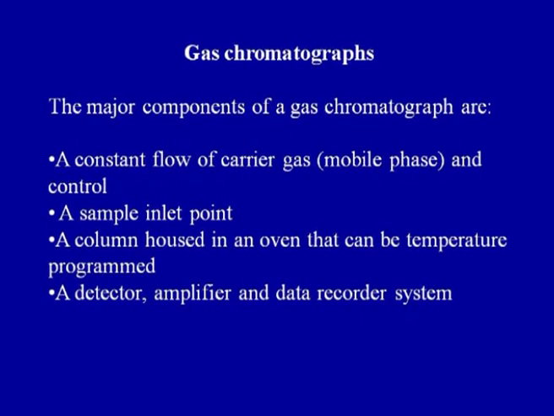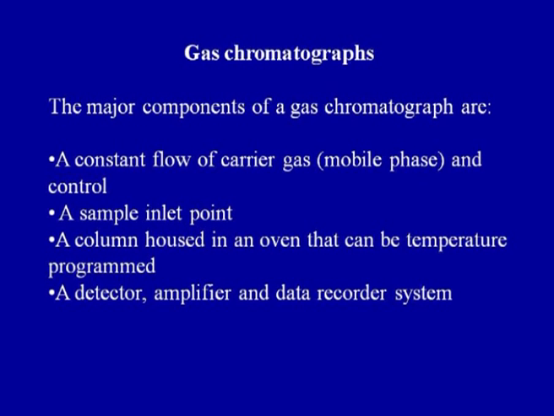Now, the gas chromatography equipment is a little different from normal chromatography equipment. The major components of a gas chromatograph are a constant flow of a carrier gas, that is the mobile phase as we have discussed, and you have to control the flow rates of that carrier gas through different valves and flow meters. There should be a simple system of introducing the sample into the gas flow and then into the column. So, there is a sample inlet point which is very important.